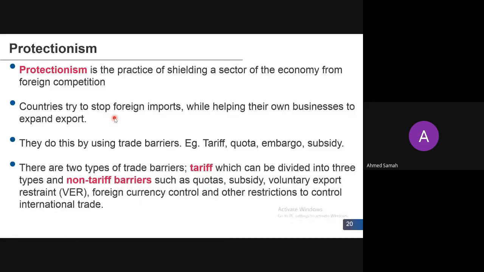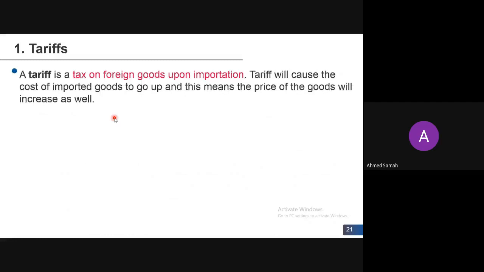So there are two types of trade barriers, one of which is tariff. I will go more into detail on that. Then there are non-tariff barriers such as quotas, subsidy, voluntary export restraint, foreign currency control, and other restrictions on international trade as well. So we'll go more into detail on that now. So first of all, tariffs. The tariff acts like a tax in the local economy as well.